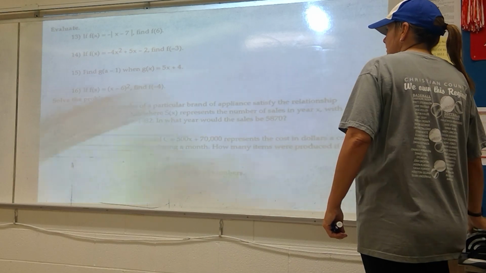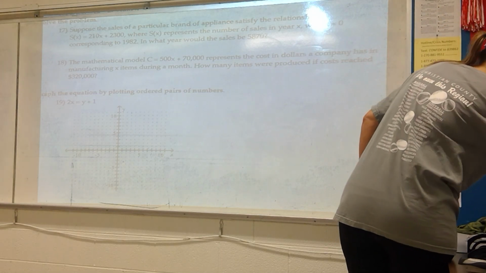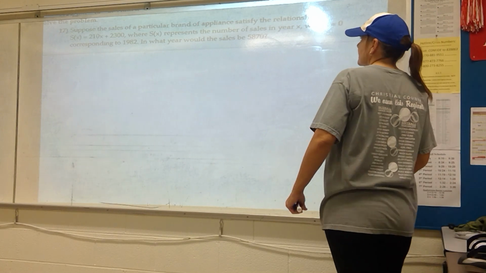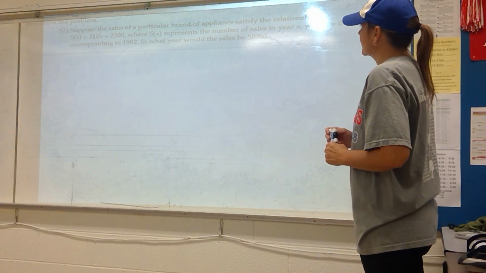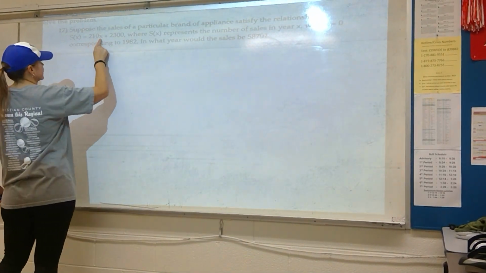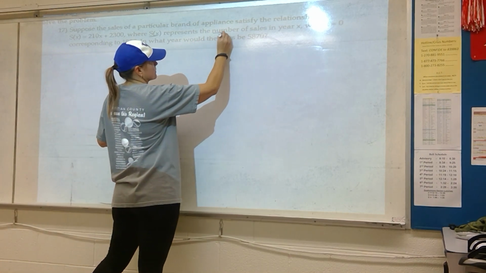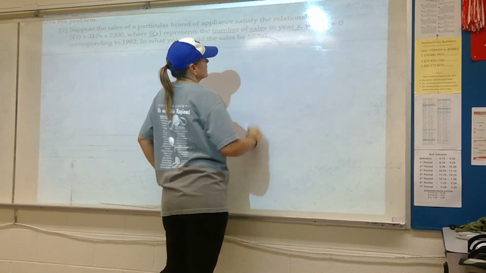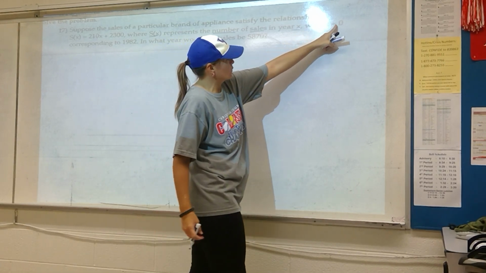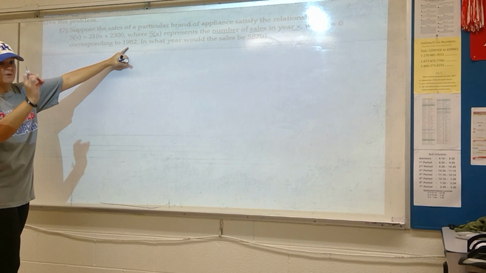Okay, now, hopefully you're feeling confident through this point. Next we get to word problems. I know people don't like word problems, guys. Most of the time with word problems, remember, the math is easier. You just have to figure out what they're asking. So it says, suppose the sales of a particular brand of appliance satisfy the relationship, S of x equals 210 times x plus 2300, where S of x represents the number of sales in year x. Okay, so S of x is the number of sales, the year is x, and it says with x equals 0, corresponding to 1982. So 1982 would be year 0, all right?